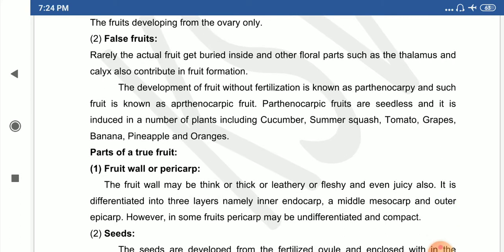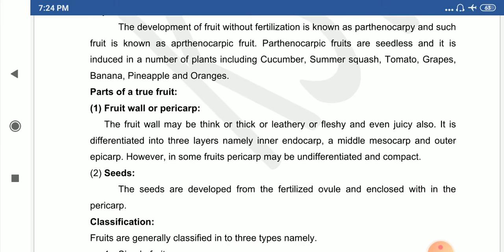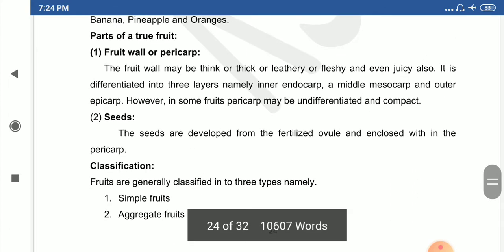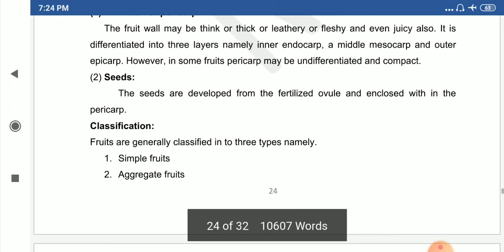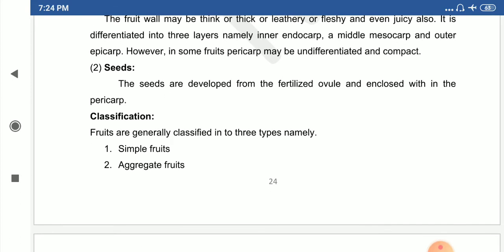Based on that, there are again different types of true fruits. The fruit usually consists of the wall, called the pericarp, and the center portion that consists of the seeds. These seeds help in the germination of the plant. It acts as a propagule.